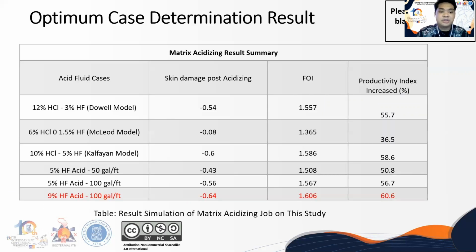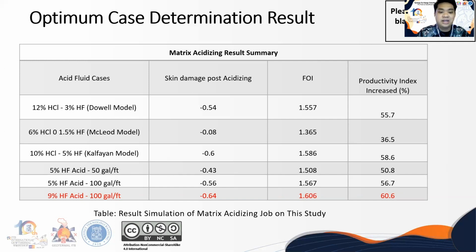And last, this is a summary of the result of the matrix acidizing simulation in this well. It can be seen that 9% HF acid is the most optimal model seen from the skin factor and FOI value after the matrix acidizing simulation is carried out. This is because 9% HF acid has the highest concentration of HF acid compared to other models, based on McLeod papers and Dawud papers. In sandstone wells, HF acid is useful for reducing formation damage due to sandstone deposits, while HCL is useful for removing chemical compositions such as calcite and will react first, so that later HF acid can easily reduce formation damage in sandstone wells.